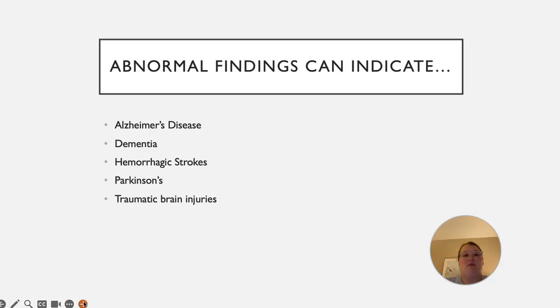Abnormal findings, of course, can indicate any cognitive disabilities or diseases. These can be things like Alzheimer's, dementia, can also be an acute cognitive problem, such as a hemorrhagic stroke. People with Parkinson's or Huntington's disease will often get these tests, and people with traumatic brain injuries will get the MoCA test pretty frequently as well, just to check if there's any change in their cognitive status.